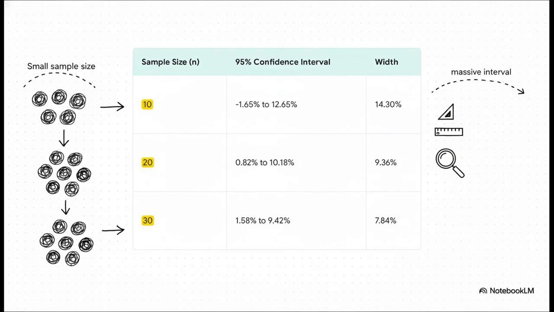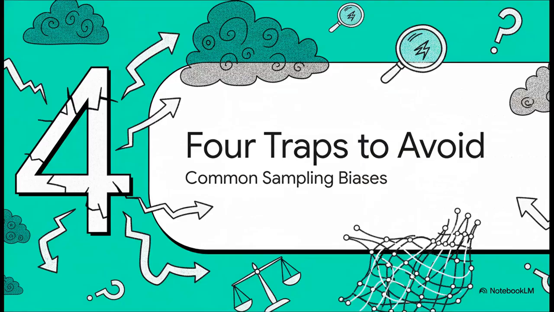So how do we get more precision? Well, the key is sample size. Just look at this table. With a tiny sample of just 10, our 95% confidence interval is massive. It's over 14 percentage points wide. But watch what happens. As we increase that sample size to 20 and then to 30, that interval shrinks dramatically. A larger sample cuts down our sampling error and gives us a much sharper, more precise estimate of the real answer.